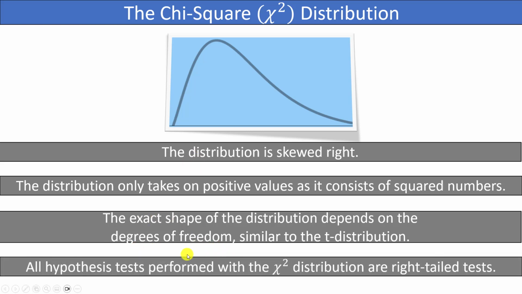All hypothesis tests that are performed with this distribution are going to be right-tailed tests, so we never have to worry anymore when we're dealing with this distribution, is it right-tailed, left-tailed, or two-tailed? We're always going to be doing a right-tailed test, meaning we'll be finding a probability in the right tail of the distribution.